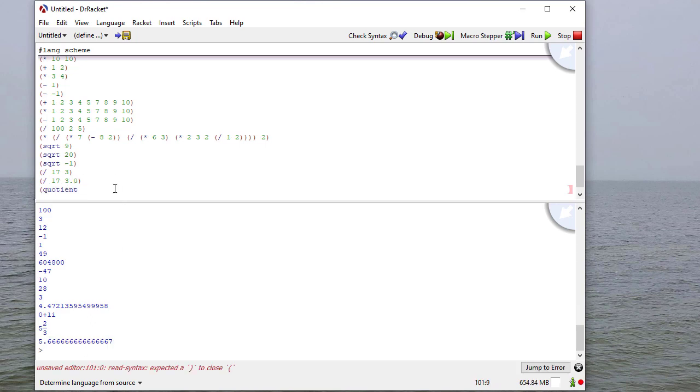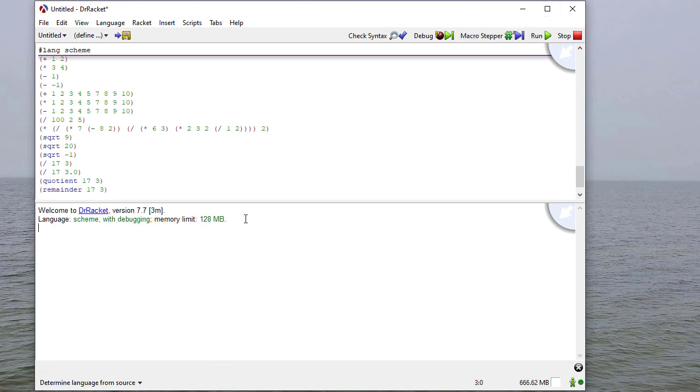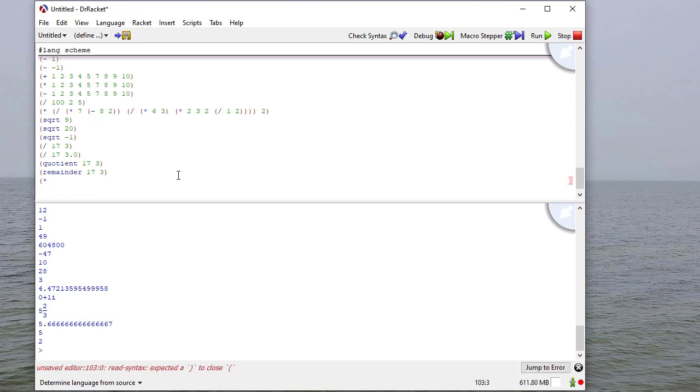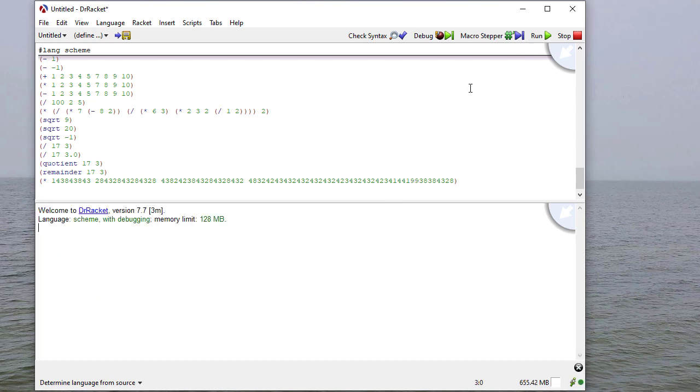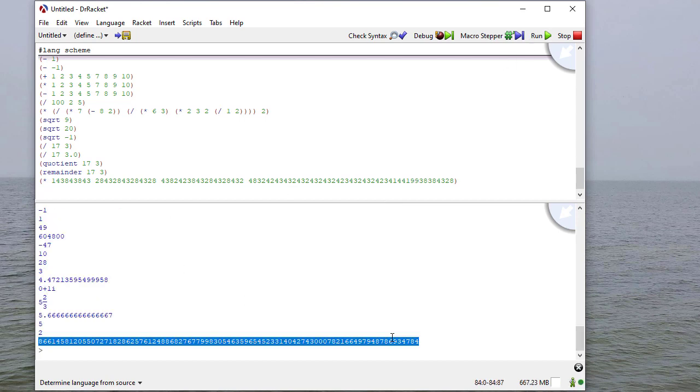Finally, there's a quotient and a remainder function. And so the quotient of 17 divided by 3 is 5, and the remainder is 2. And you can see that when we got the fraction, 5 2/3. One other quick thing. So here we have some ridiculously big numbers. We add a couple more digits here just so it's a sufficiently big number. And when I run this, notice it computes the result. Scheme can handle very large numbers.